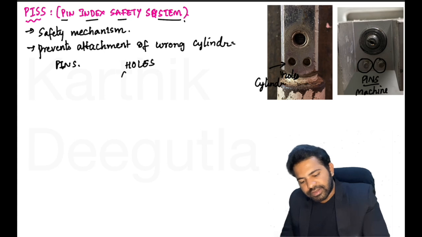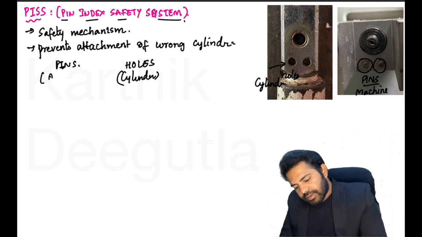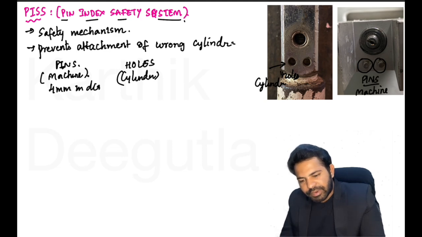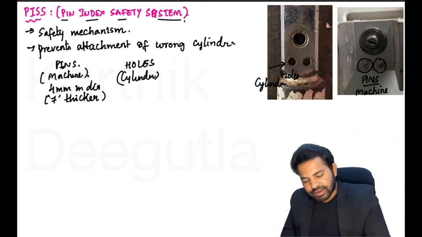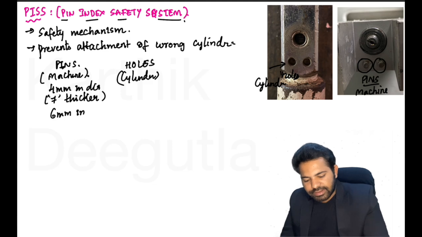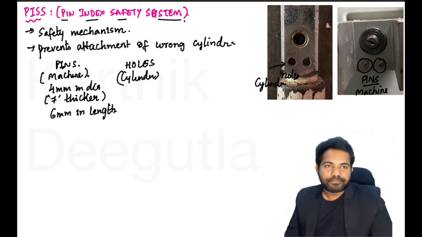These pins are located on the machine. These pins are 4 mm in diameter, except for pin 7. The pin 7 is thicker than the other pins, and they are 6 mm in length.